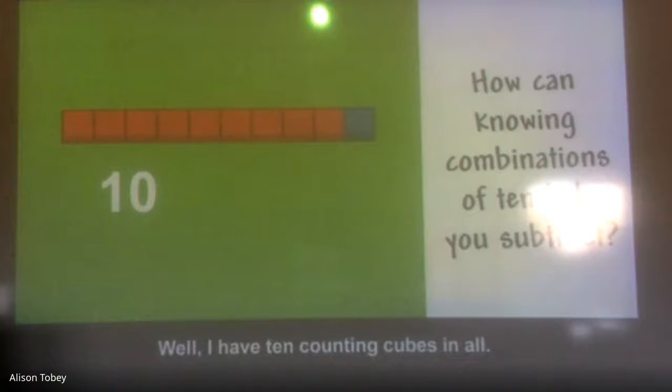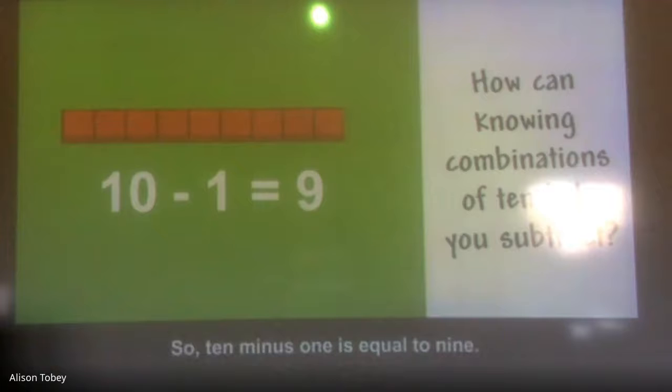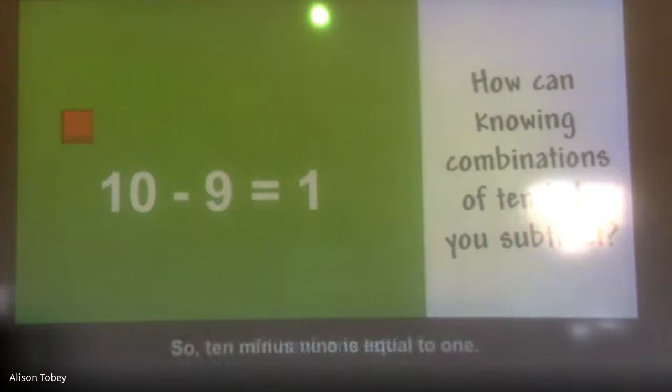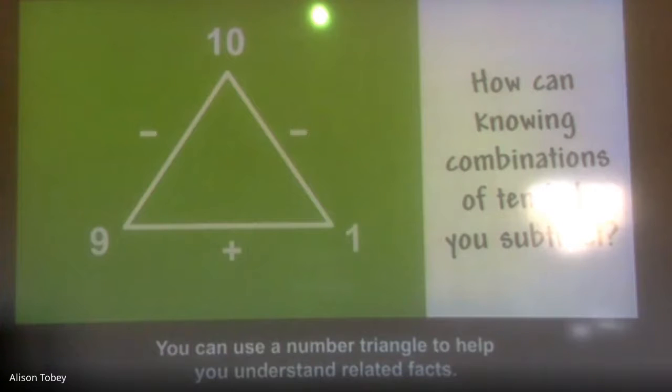Well, I have 10 counting cubes in all, but if I take off 1, I have 9 left. So 10 minus 1 is equal to 9. If I start with 10 counting cubes and take away 9, I'll have 1 left. So 10 minus 9 is equal to 1. The subtraction sentences are part of the same fact family. You can use a number triangle to help you understand related facts.